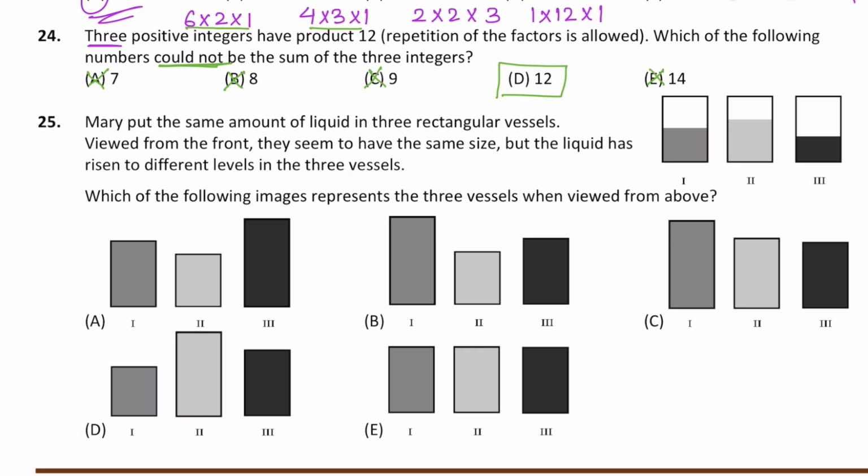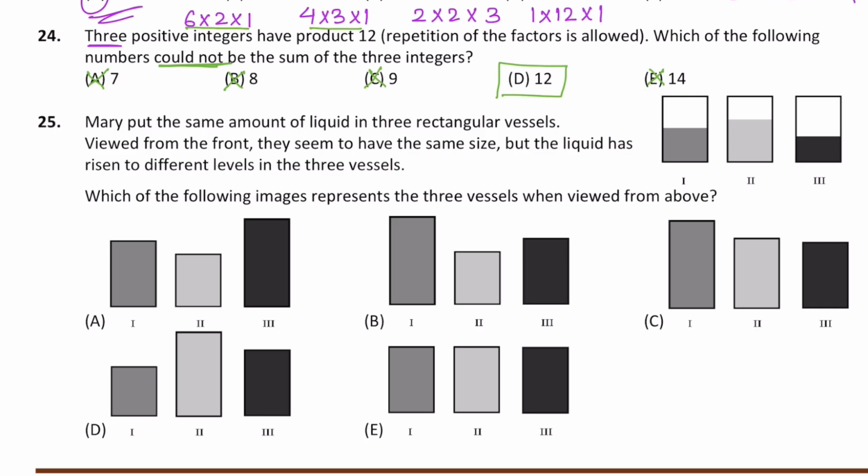Mary put the same amount of liquid in 3 rectangular vessels. Viewed from the front, they seem to have the same size, but the liquids have risen to different levels in the 3 vessels. Which of the following images represent the 3 vessels when viewed from above? So this question is basically telling you that Mary has 3 liquids, the same amount of liquid, but the vessels she had were different sizes, and because of that it looks like the liquid has decreased in size, but it's because the length of the vessel is more.